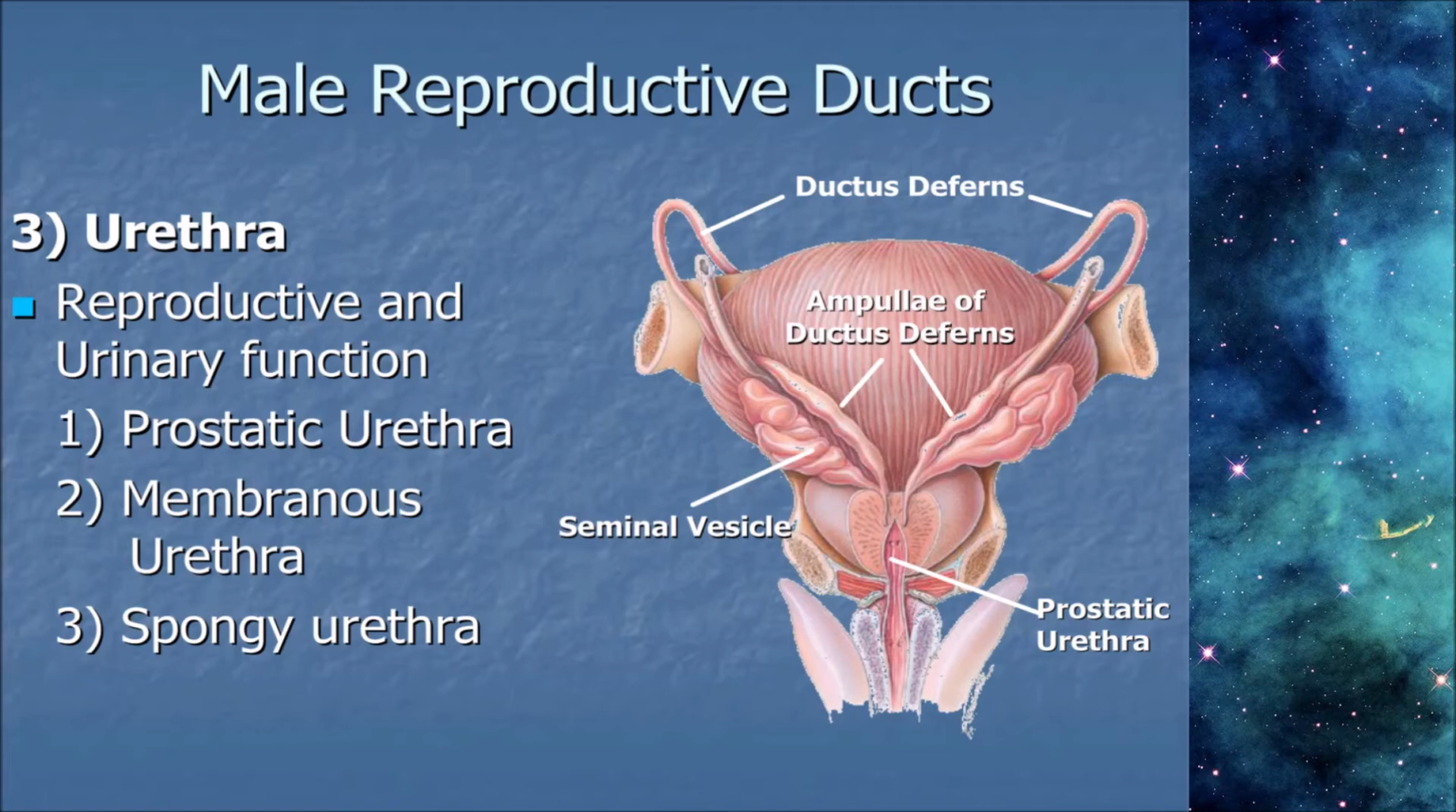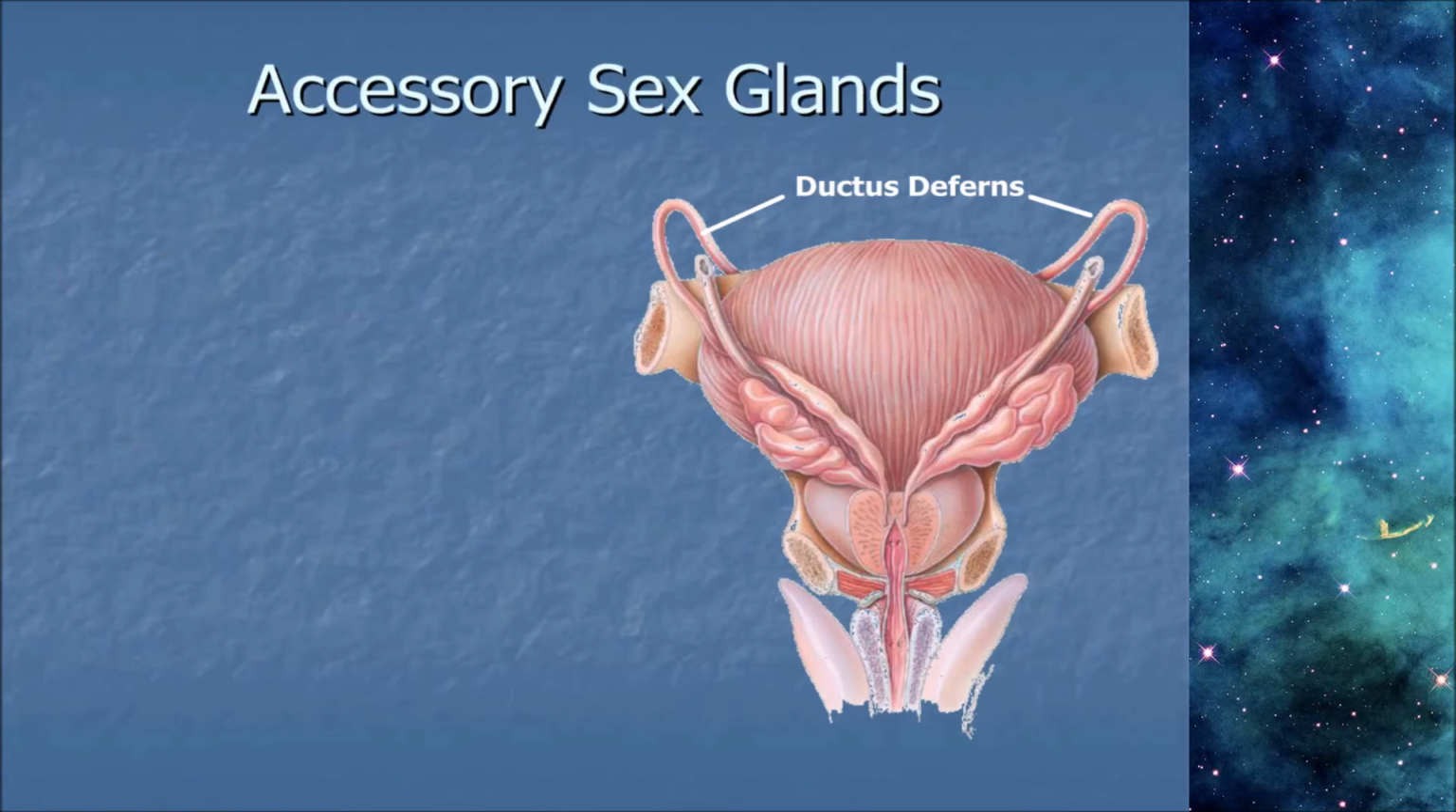So the urethra is going to be the site of ejaculation of semen, and it's also going to be the site where we urinate from. So the male reproductive tract has some unique adaptations to allow us to do both of these without interfering with one another. So now we're going to talk about some of the accessory sex glands of the male reproductive tract.